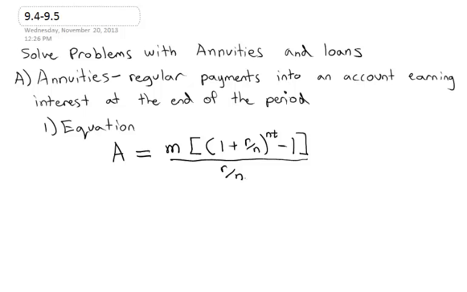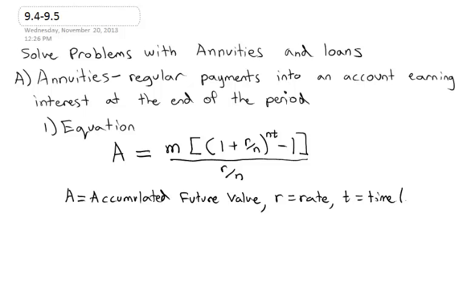And we've seen most of these variables before. We'll just redefine them all formally. A is the accumulated future value. R we've seen before, is the interest rate. T we've seen before, that's the time, and as usual, it's always in years. N we've seen before, that's the number of compounds. It's also going to match the number of payments per year.